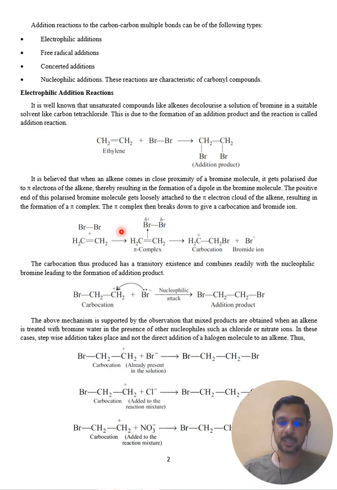So the disappearance of the color, generally the bromine will be a very dark orange color. So the disappearance of the color indicates that the bromine added on the double bond. Once the bromine is added on the double bond, that means once it has reacted, it will become colorless, right? So that is the characteristic test for unsaturation.